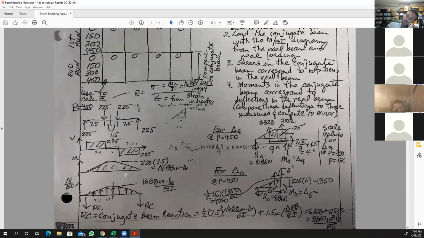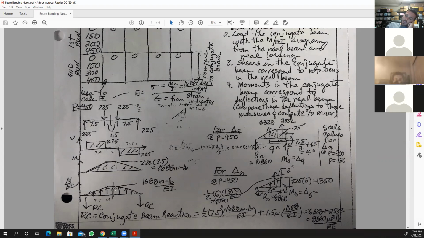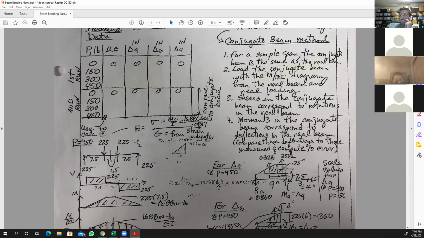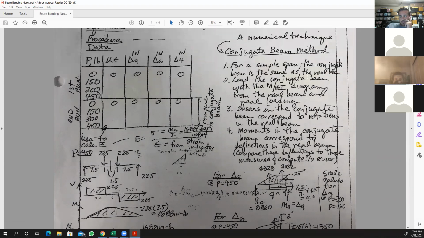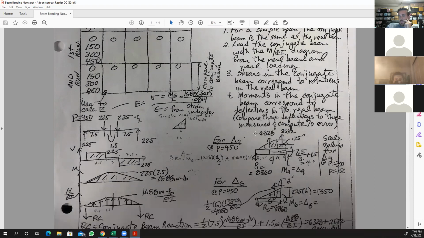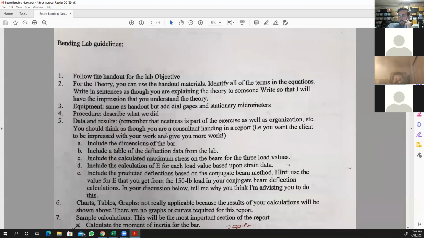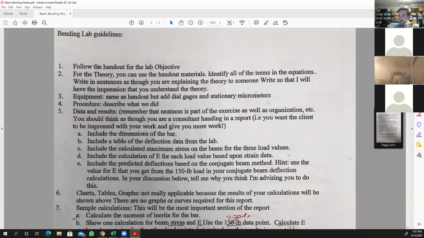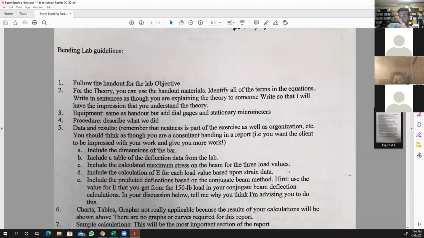And the tricky part starts here with the conjugate beam diagram. You will have to read the conjugate beam method before you draw the conjugate beam diagram. And we're going to get there next week. So for now, stay safe and healthy, and I will see you guys next week.